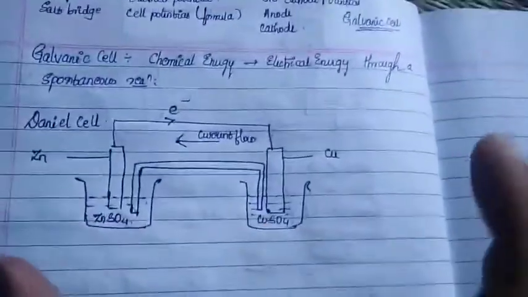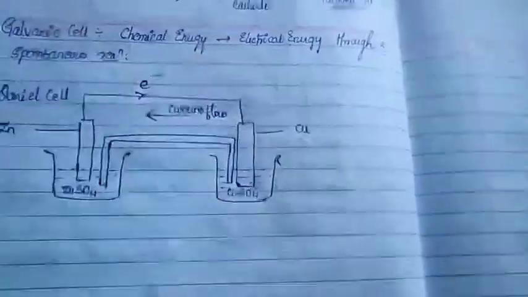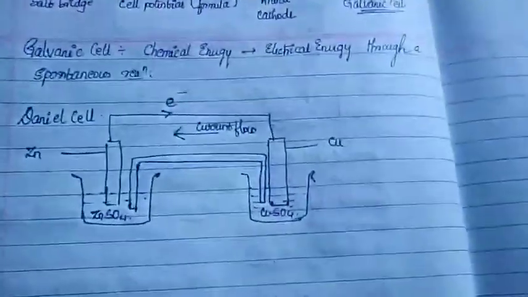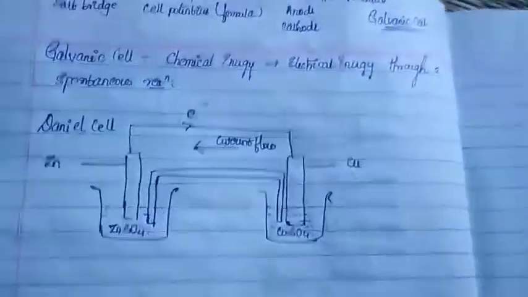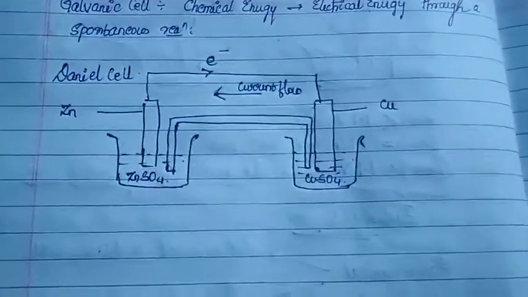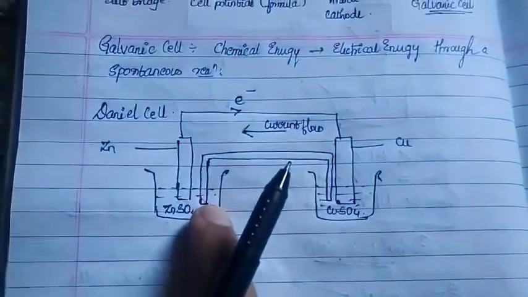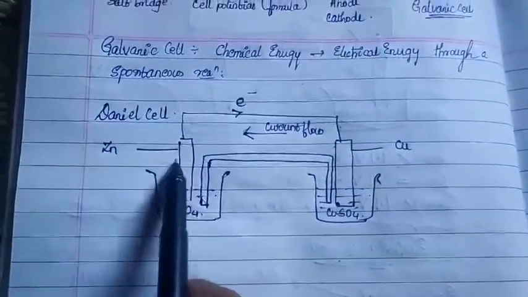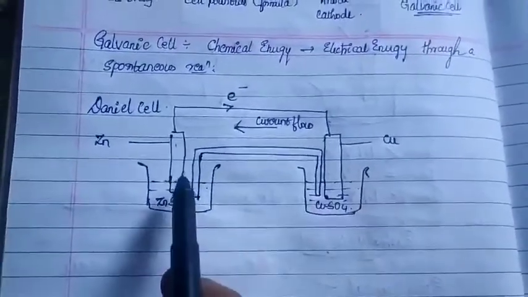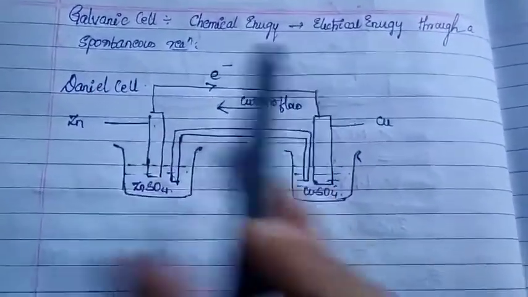Okay, so now our concept begins over here. First and foremost, I will deal with my half cell. When we look at this Daniell cell, we can see that electrons are flowing from zinc to copper. What I am saying is, electrons are flowing from zinc to copper.